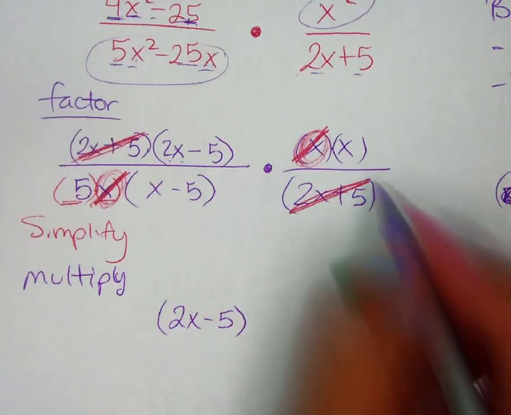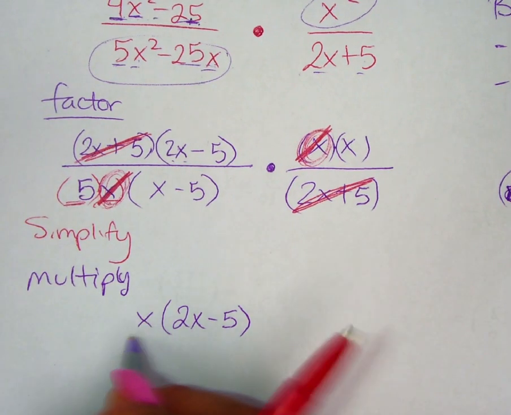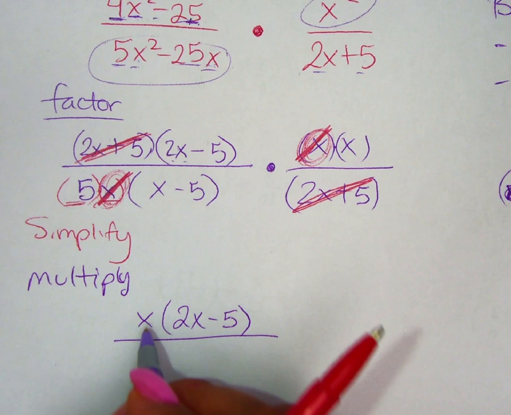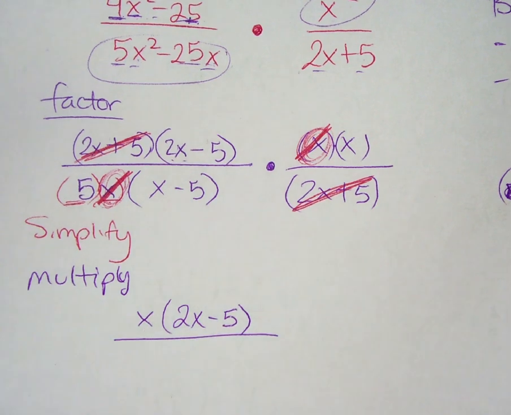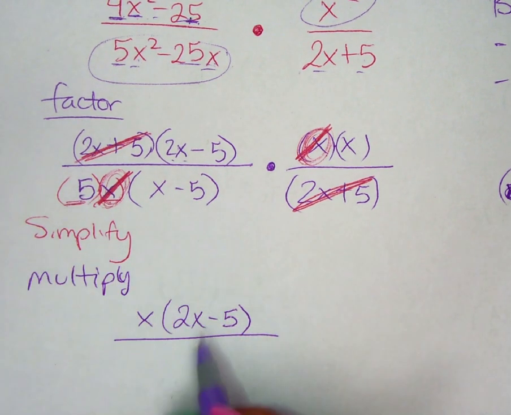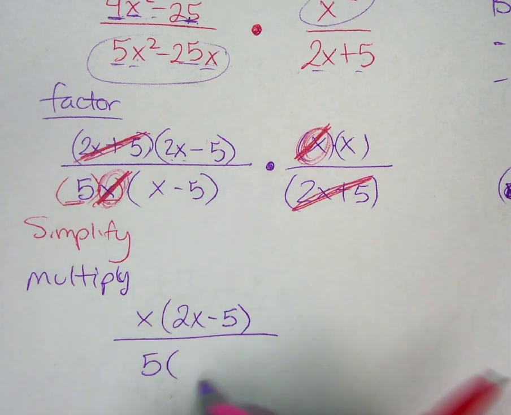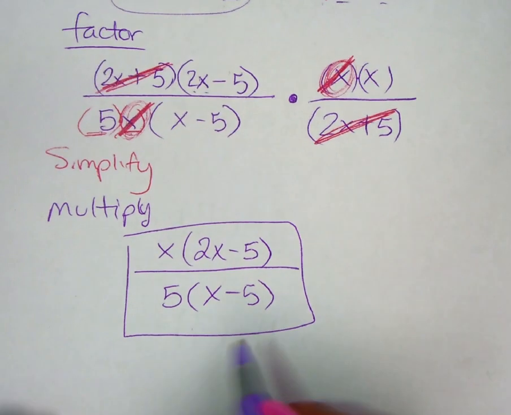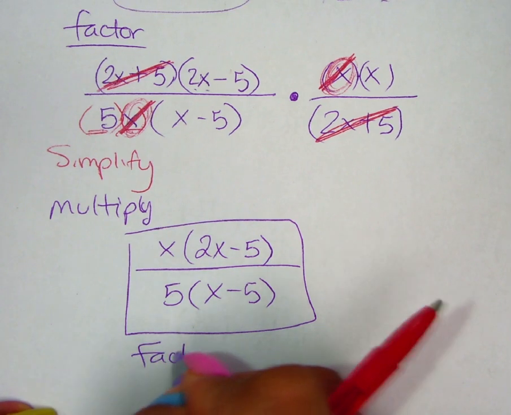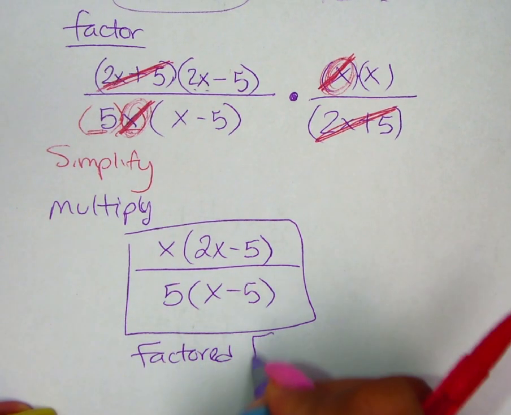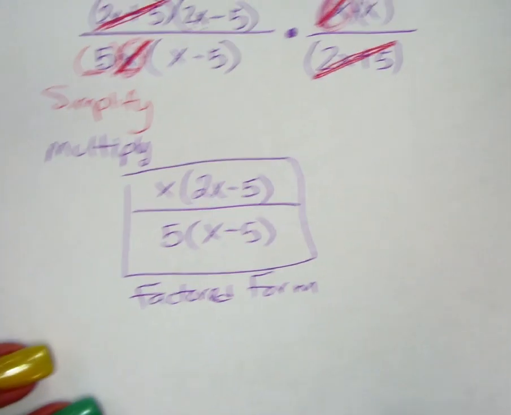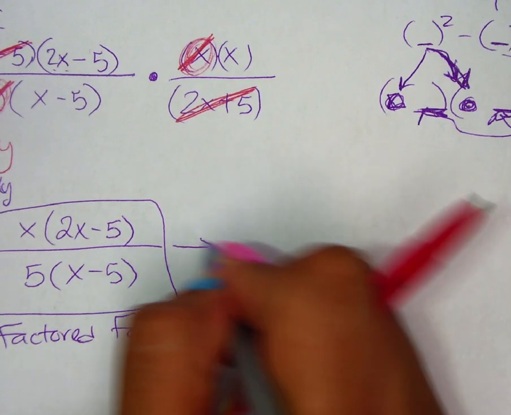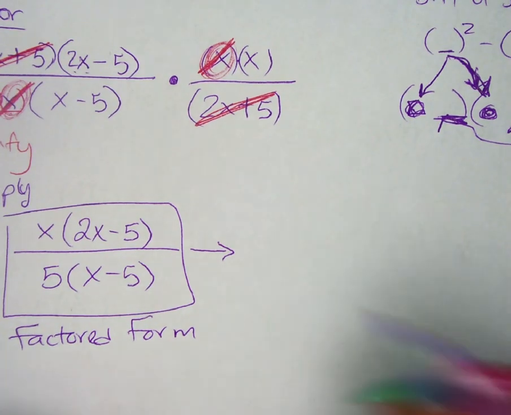If we multiply straight across, we will have 2x minus 5 times x. Usually you see your x or a monomial in the front of the binomial, so I'm going to write it this way. And then in the denominator, we have 5 times x minus 5. So this is the answer to this problem, but this is the answer in factored form. You need to be open-minded that we can also have it in another form, standard form.